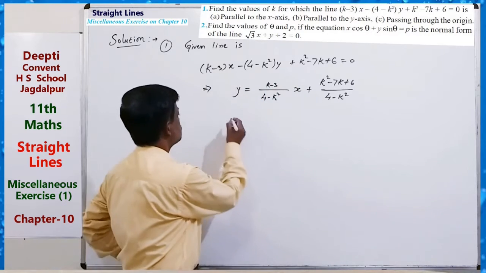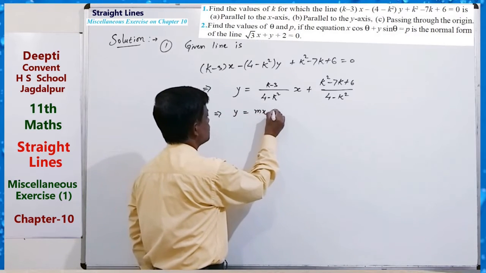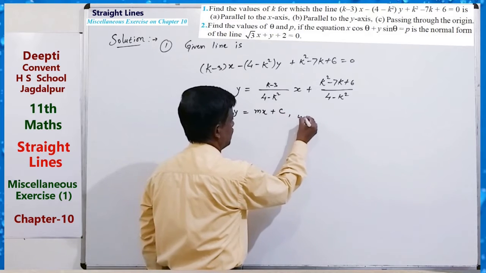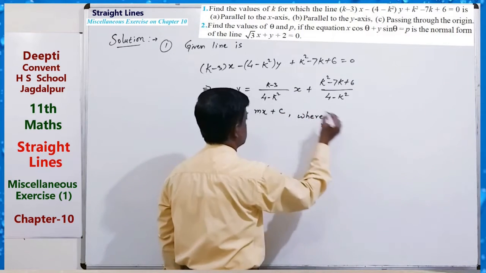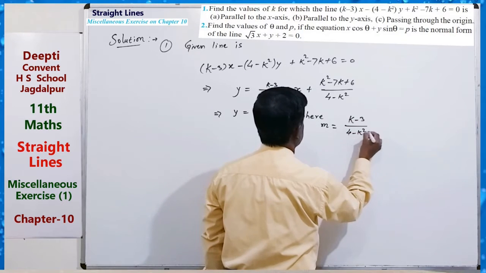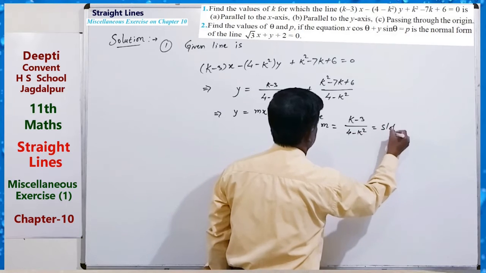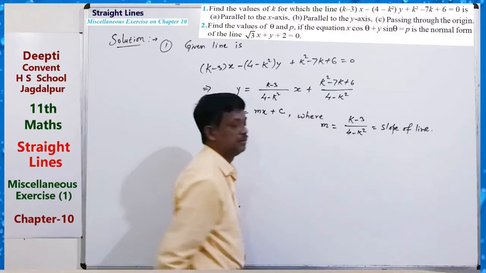This is y equals mx plus c, where m equals k minus 3 upon 4 minus k square. This is the slope of the line.